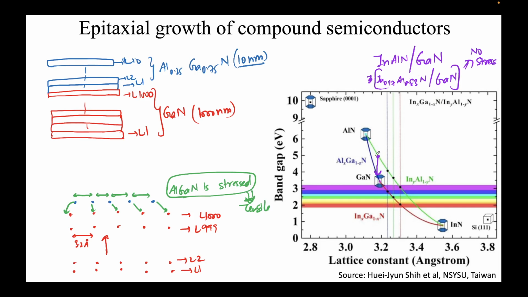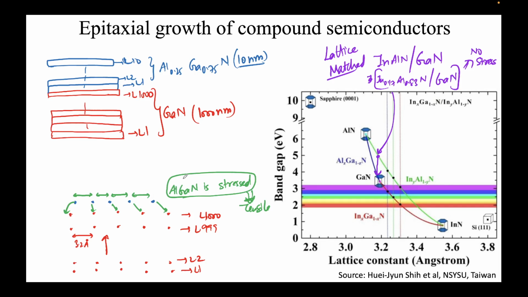Why? Because of the lattice constant. This is the point that I'm drawing here. This point will have exactly the same lattice constant as gallium nitride. This we call the unstressed or lattice matched condition. The more commonly used term is lattice matched. So in this case, 17% indium aluminum nitride will be lattice matched to gallium nitride, and you will not have this tensile or compressive stress coming into the picture.